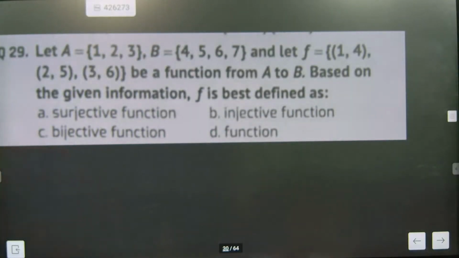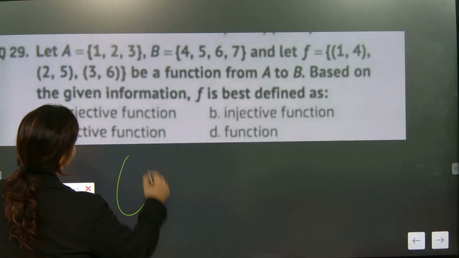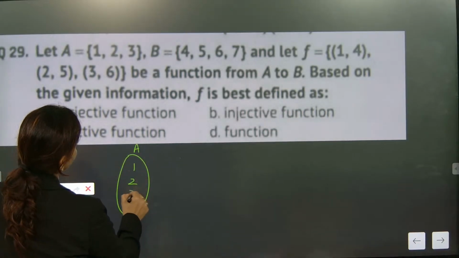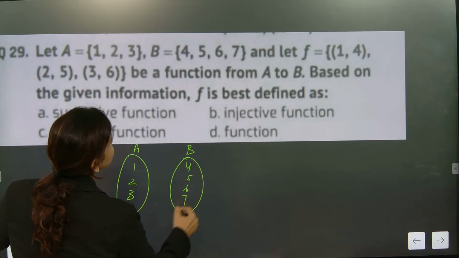Now, beta, for this type of question, please pay very careful attention. They are telling that A and B are two functions. See, I am solving so that it becomes easy for you to analyze in the examination. A is coming as 1, 2, 3 and B is coming as 4, 5, 6 and 7.